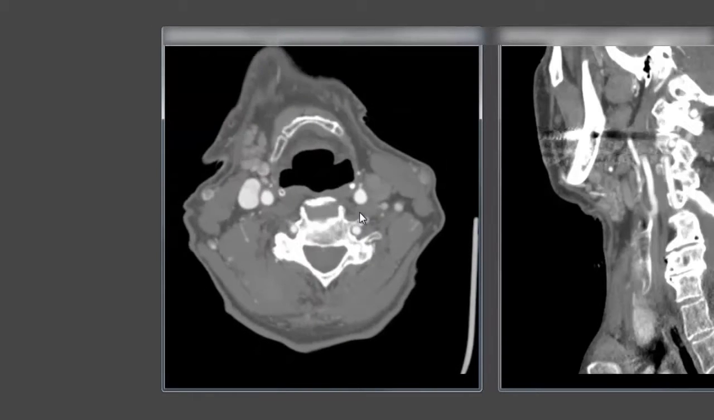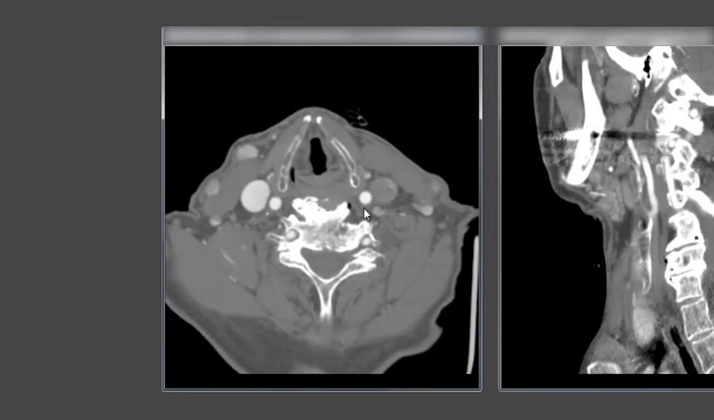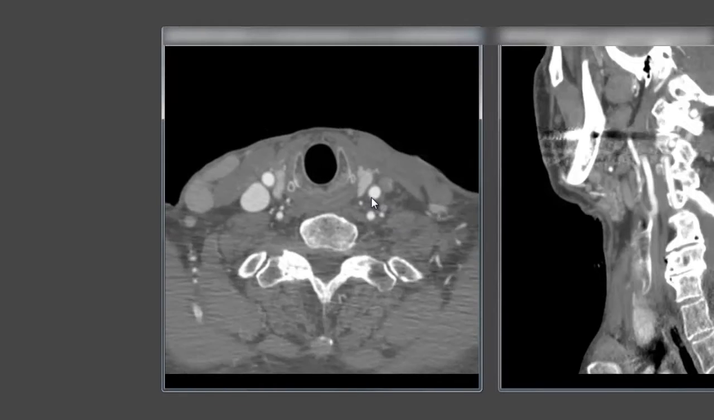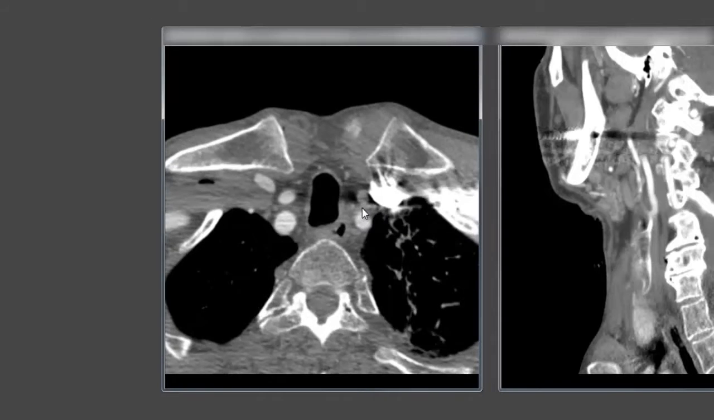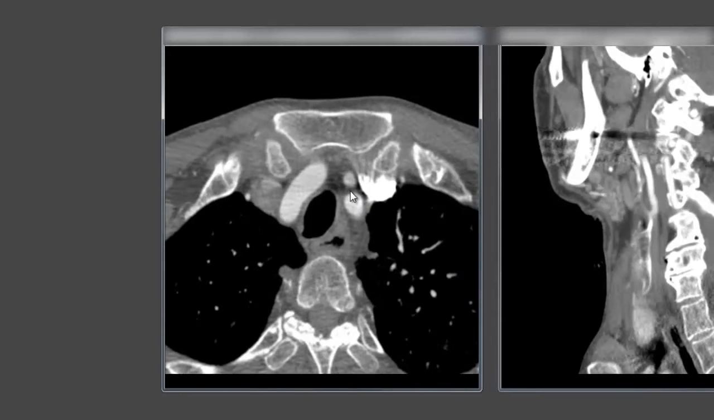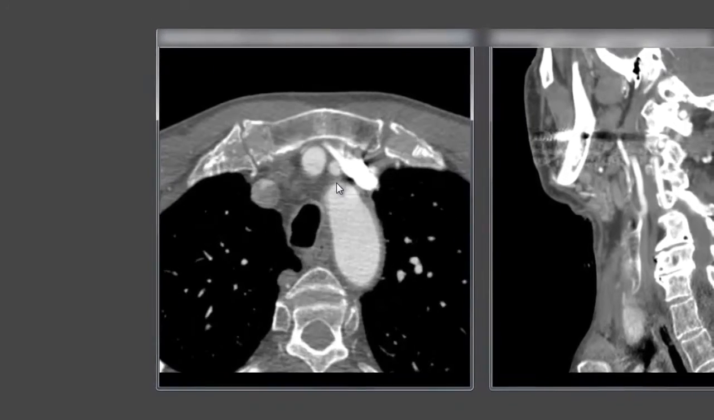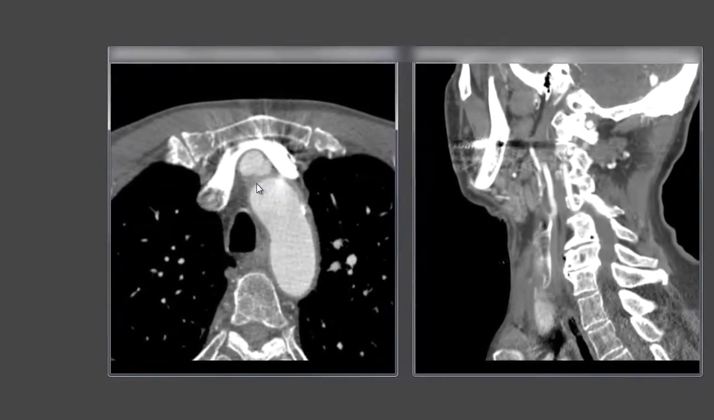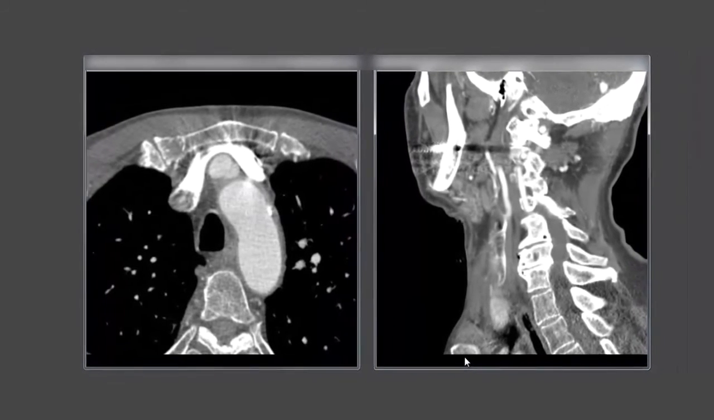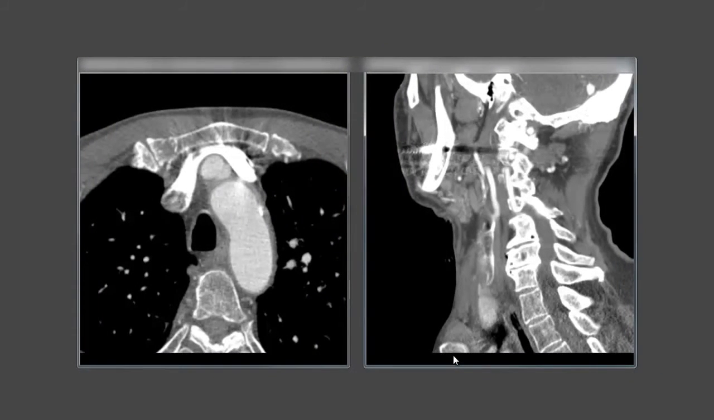back down, bifurcation, common, tracing the common back to its origin, here, all the way down. Have a little bit of artifact there, but still no evidence of any stenoses, and then the origin at the arch. So there we have a clear flight path up from the aortic arch all the way up to the large artery occlusion in the left M1.